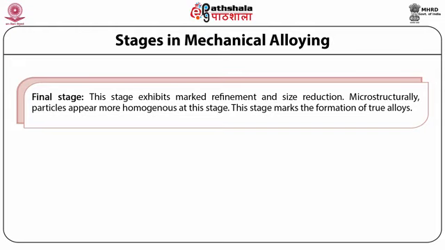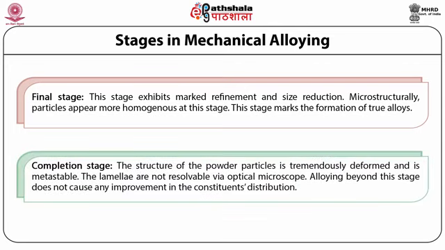The final stage is the completion stage. The structure of the powder particles is tremendously deformed and is metastable. The lamellae are not resolvable via optical microscope. Alloying beyond this stage does not cause any improvement in the constituents distribution. True alloy is formed which has the same composition as the precursor.